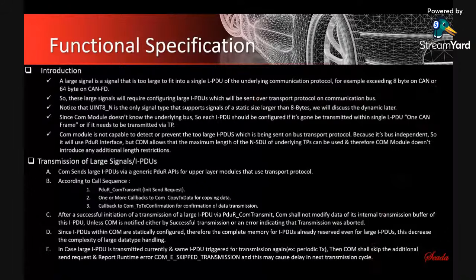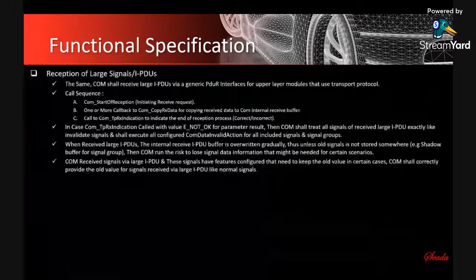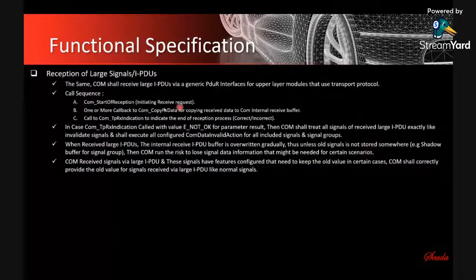Okay, at this point of time, we go to the reception side. In the reception, it is the opposite direction. Start of reception is triggered. Then we indicate to the Com, okay, there is a big message coming, and then CopyRxData goes and copies this message piece by piece until the buffer is received in total, and then we deliver to the Com at the end ComTBRxIndication as an indication that you have received your data.